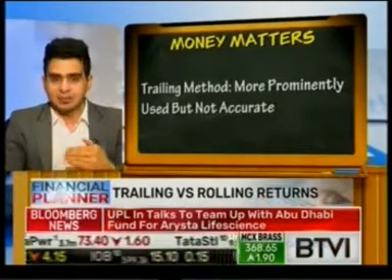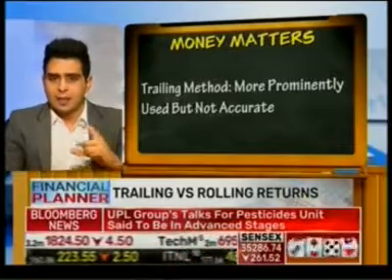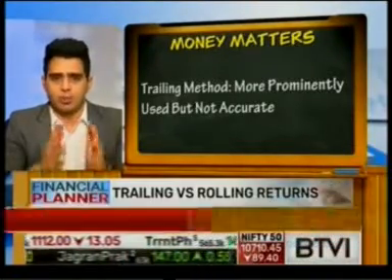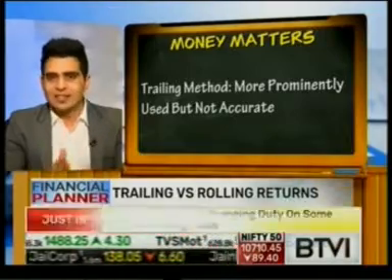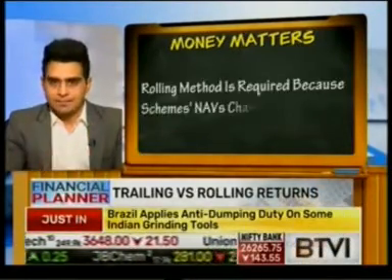And this is what generally gets published: 1 year, 2 year, 3 year and 5 year, and so forth. This is the more published number, that's the trailing return. So now that we have understood the more prominently used, let's go to the proposed more efficient method, which is called the rolling return.